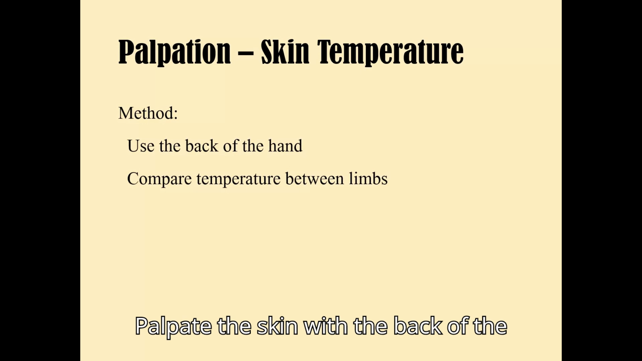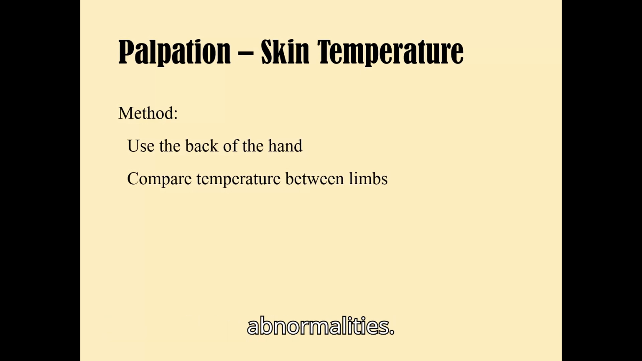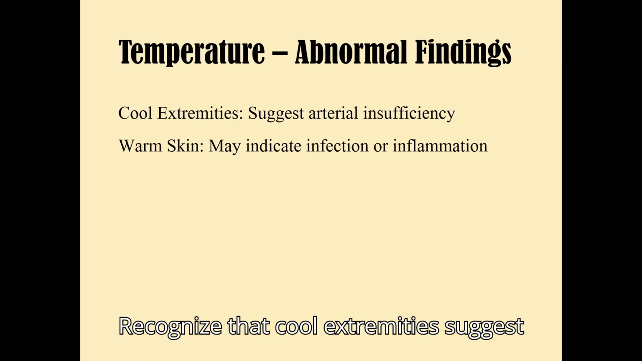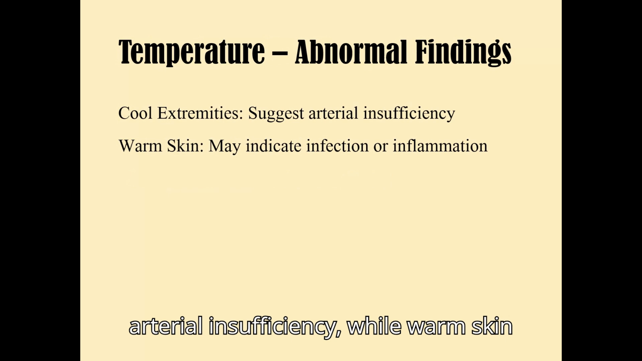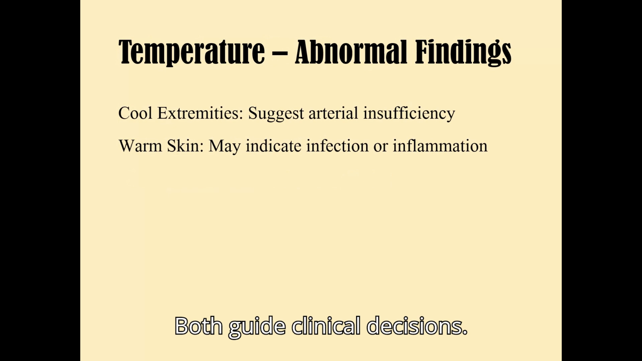Palpate the skin with the back of the hand and compare temperatures between limbs to identify circulatory abnormalities. Recognize that cool extremities suggest arterial insufficiency, while warm skin may indicate infection or inflammation. Both guide clinical decisions.